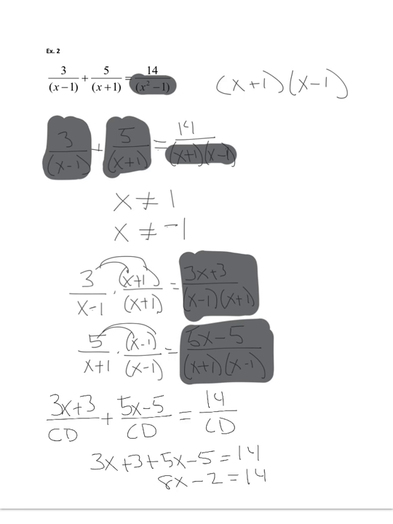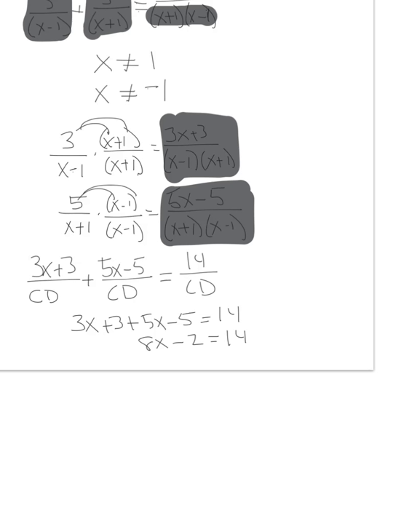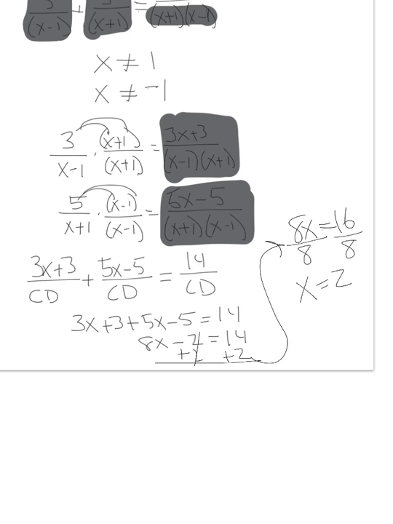I add 2 to both sides, plus 2, and you get 8x equals 16. Divide by 8, and x equals 2. Well, x equals 2, but we can't forget what we first did, which was identify the restrictions of x. And so x equals 2, and x cannot equal 1, and x cannot equal negative 1 would be your solution.